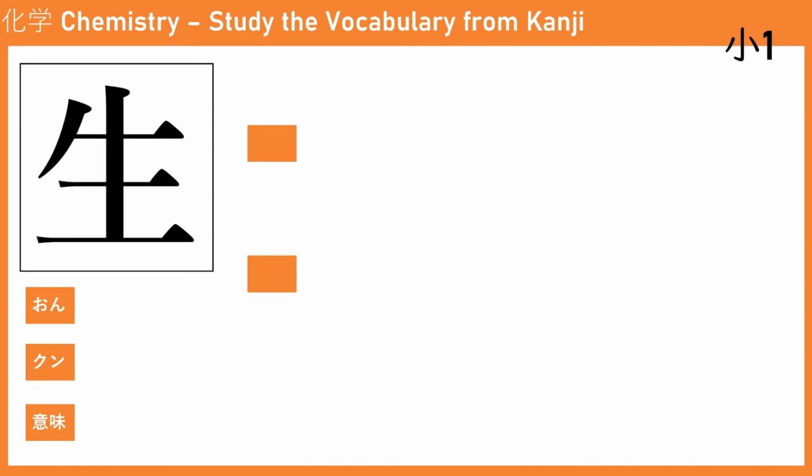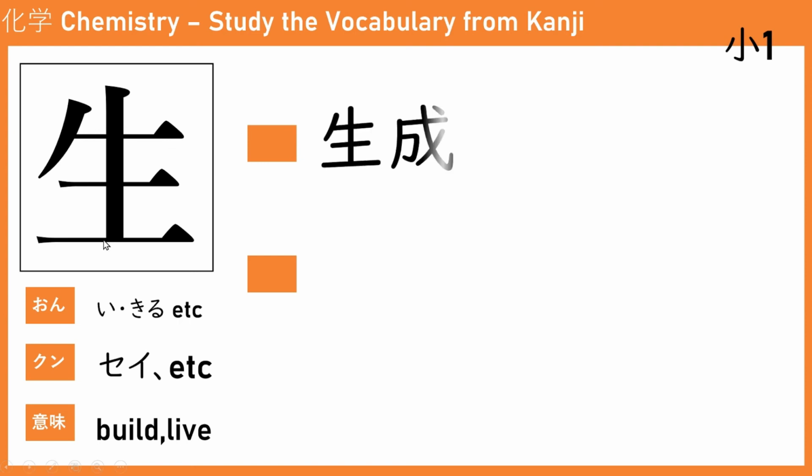The next kanji is sei, or ikiru. It has lots of meaning, for example, to build, to live, and so on. Because this kanji is learned in the first grade in elementary school in Japanese school, it has lots of meanings and readings, so you have to be careful with this kanji.